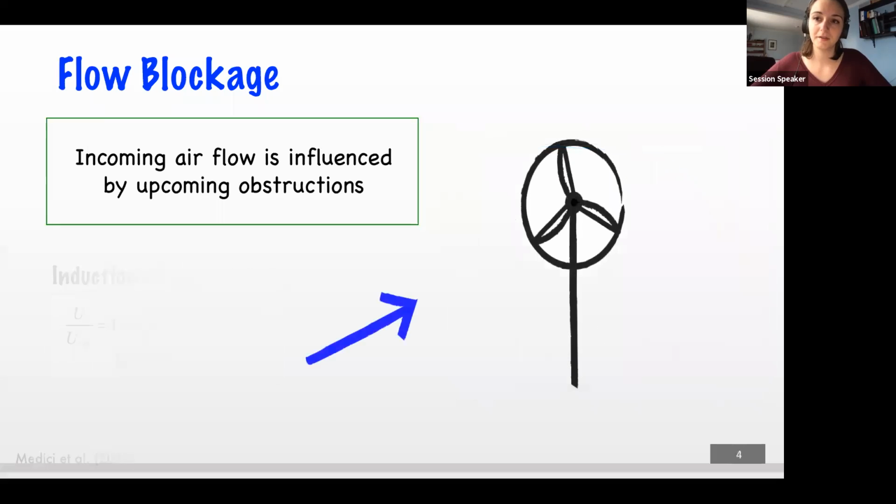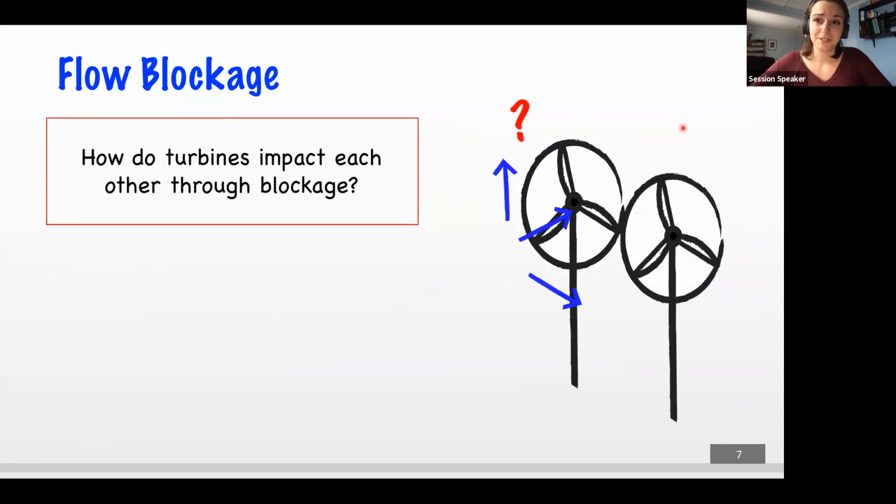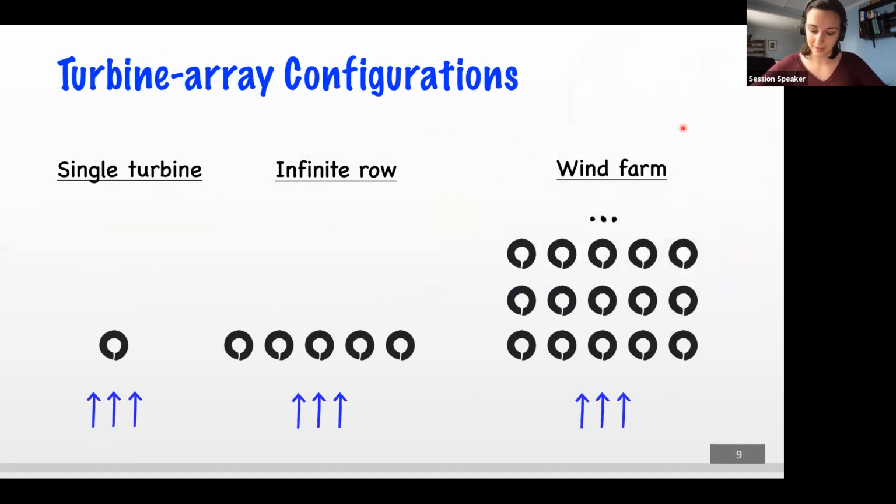However, there are other interesting features as well, because as this affected wind comes in and either goes through the turbine or around the turbine, how is this going to influence a close neighbor? How are they going to influence each other? And also you have downstream turbines, which are also influencing the upstream flow. So that's what we care about. That's what we're going to look at.